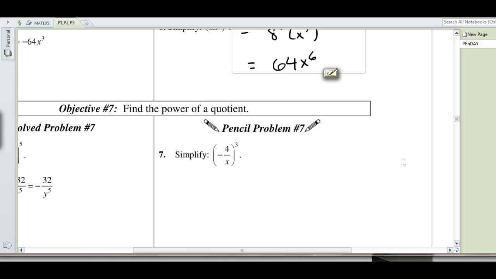Okay, number 7. Again, we're going to need to distribute that 3. But the thing here is we've got a fraction and also a negative sign. So even though I didn't write down a rule for this, it's pretty standard. You do what you expect. We're going to need to distribute that 3 everywhere in the fraction. And often it's helpful to write that negative sign as just a negative 1. Remember, negative is the same as multiplying by negative 1. So we're going to have negative 1 to the 3rd power times 4 to the 3rd power over x to the 3rd power. So notice we distributed that 3 every single possible place it could go in the parentheses.